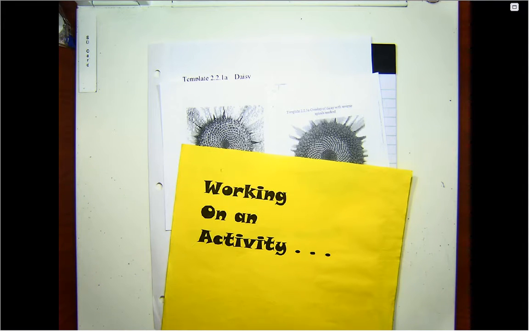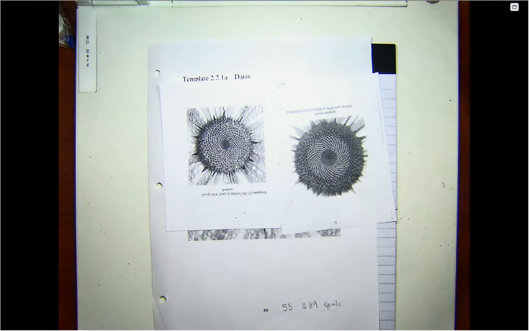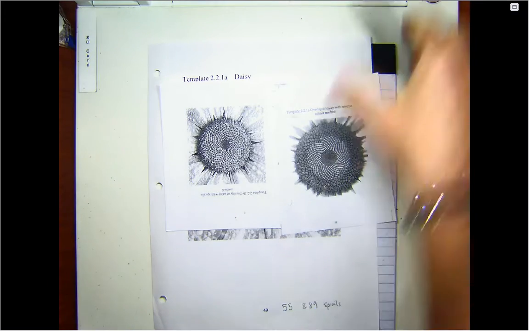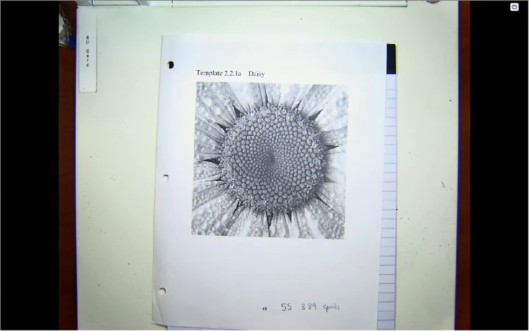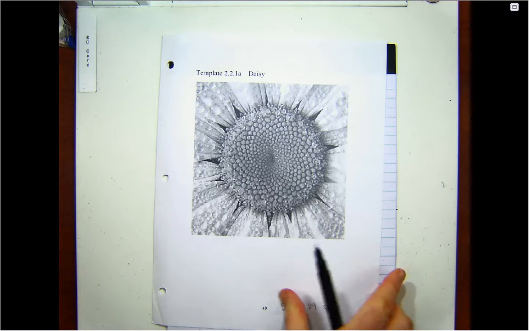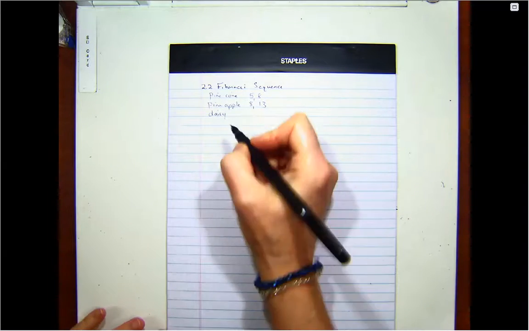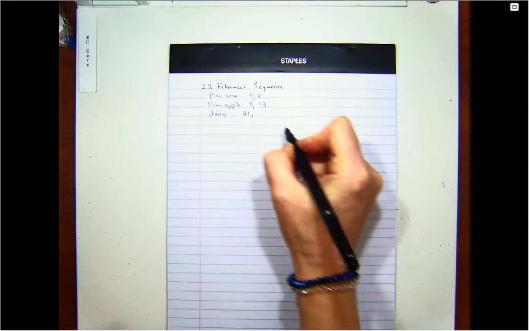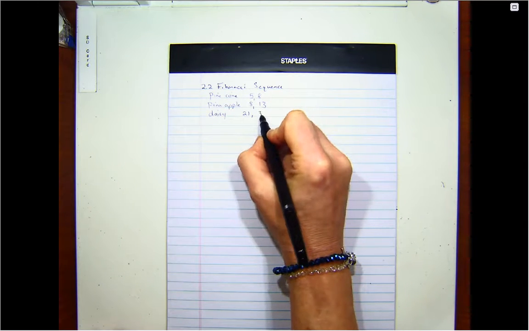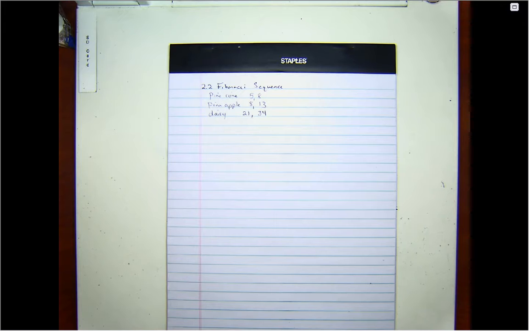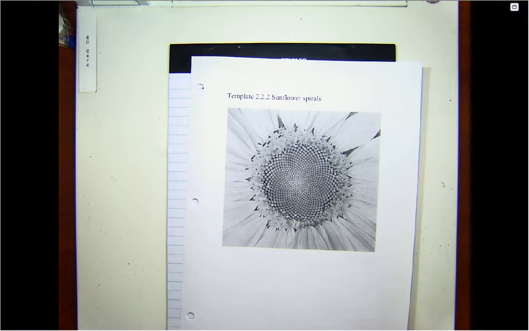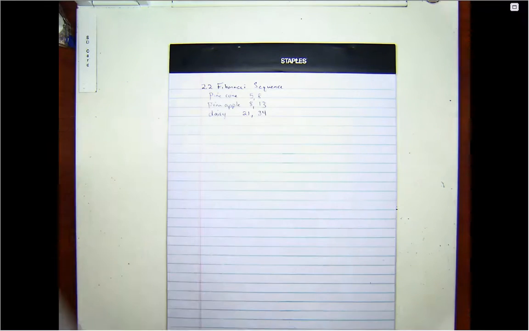I got 34 by 21. I just started coloring as you see the different colors. Did you get 21 going one way, 34 the other? Good job. Okay, next comes sunflower. No, I'm just not kidding. We're not going to do that, but I'll tell you what it is.